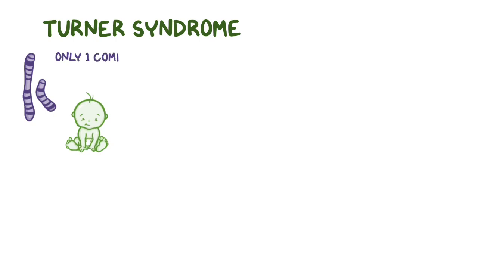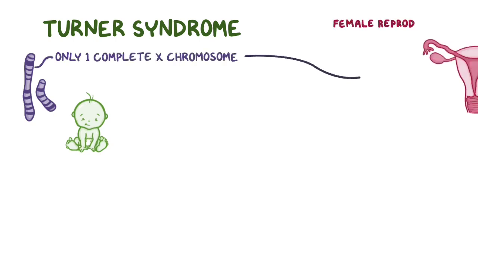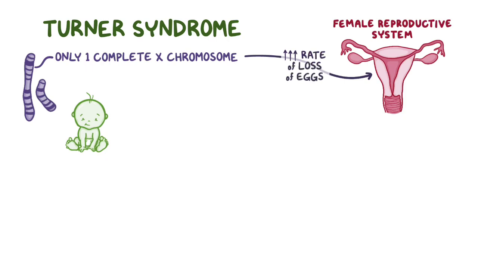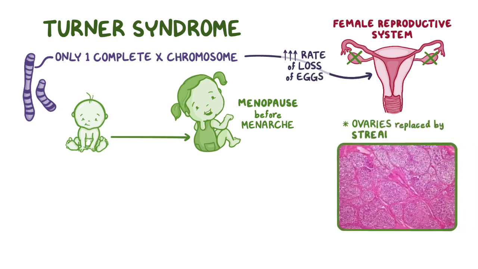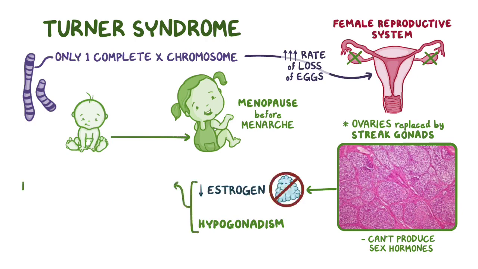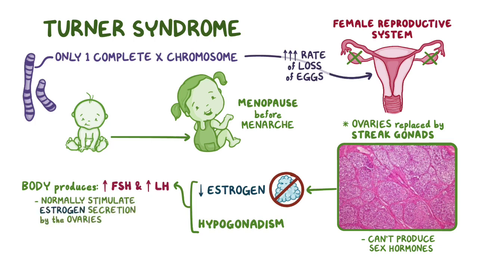Now, only having one complete X chromosome impacts the female reproductive system by increasing the rate of loss of eggs, which normally happens more slowly. By 2 years of age, none are left, essentially causing menopause before menarche. Without eggs, the ovaries fail to develop normally, becoming non-functional, fibrous, streak ovaries. These streak ovaries can't produce sex hormones, resulting in hypogonadism and low estrogen levels. The body will respond by producing more follicle-stimulating hormone, or FSH, and luteinizing hormone, or LH, since these hormones stimulate estrogen secretion by the ovaries.